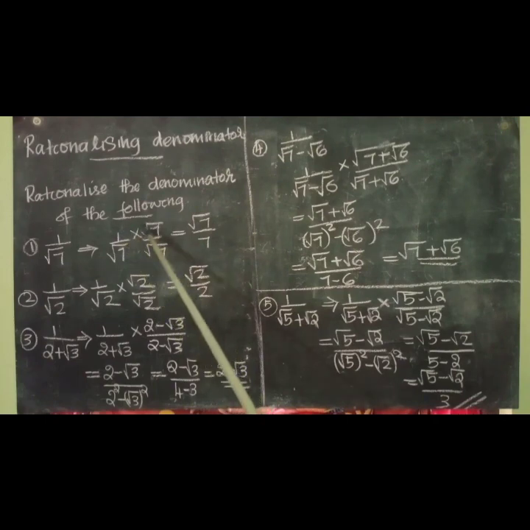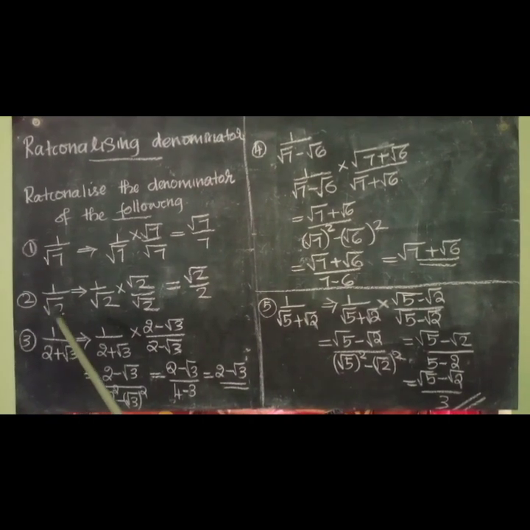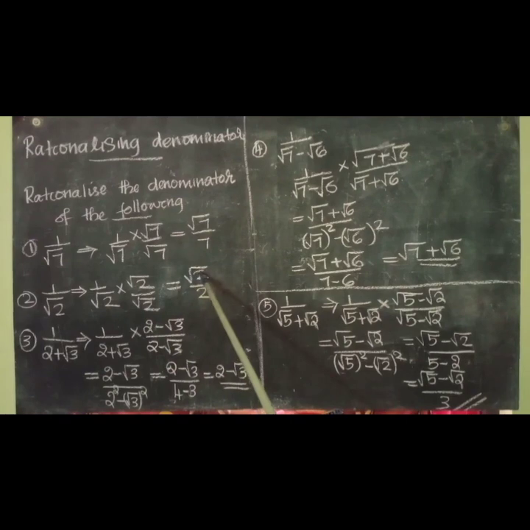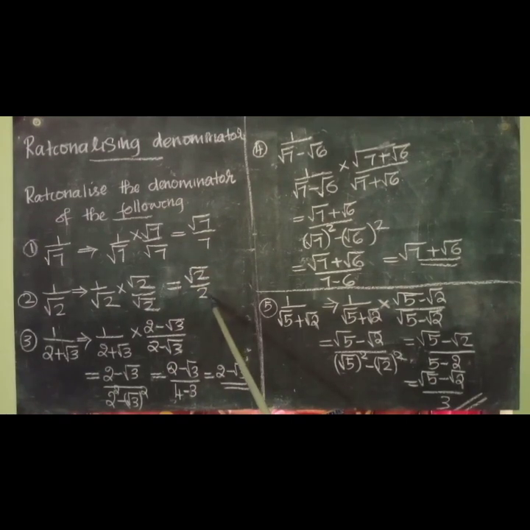Numerator 1 into root 7 is equal to root 7. Denominator root 7 into root 7 we know is equal to 7. So the number changes to the form root 7 by 7. Here the denominator is a rational number. Next question, 1 by root 2. The answer is 1 by root 2 into root 2 by root 2, which is equal to root 2 by 2. The denominator is a rational number.